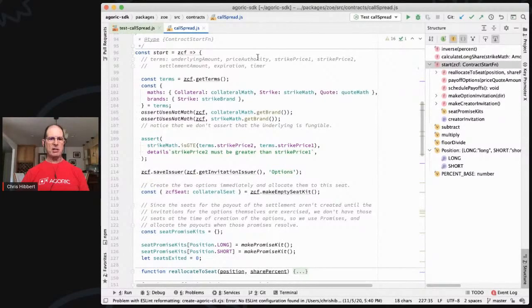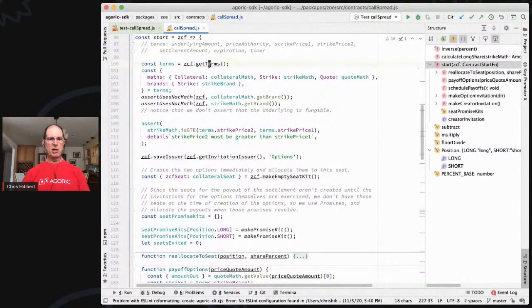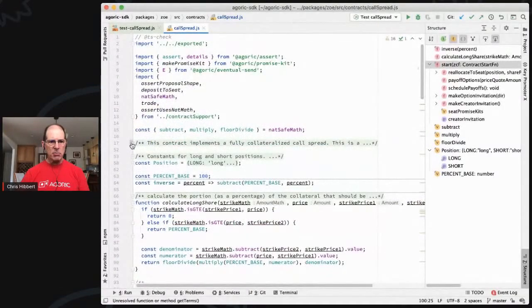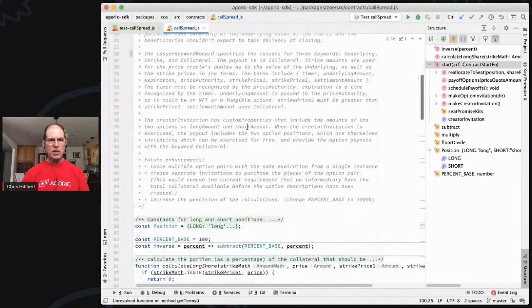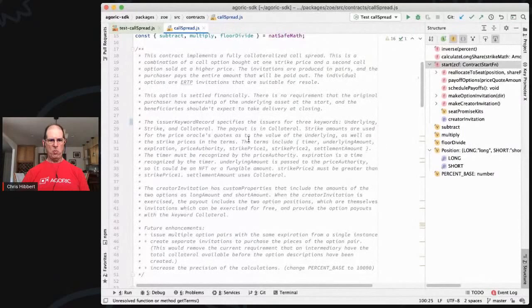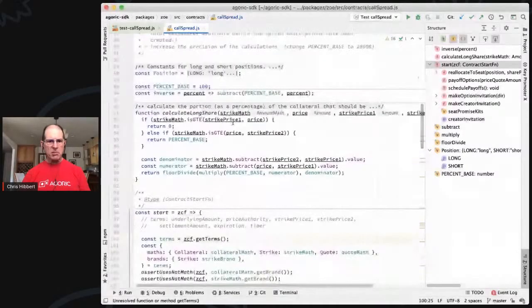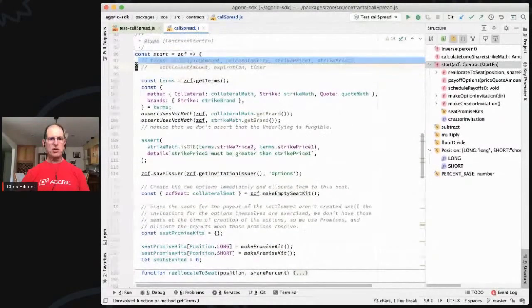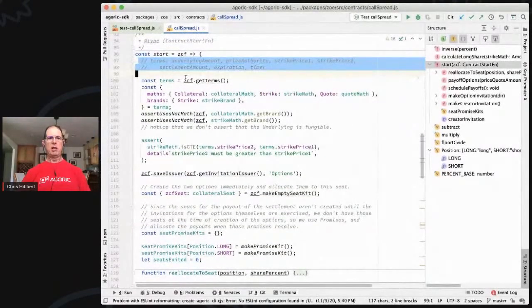The first thing that the contract does when Zoe starts it is it deconstructs the terms, pulls out the terms, and it knows. Actually, I've got a comment up here that I had collapsed that shows what the terms are. I don't see it immediately, so I'll go back to the code. Oh, actually, I wrote it here. Here's a listing of what's in the terms for this.